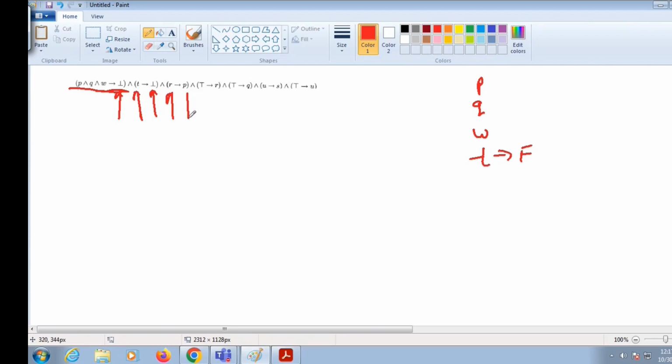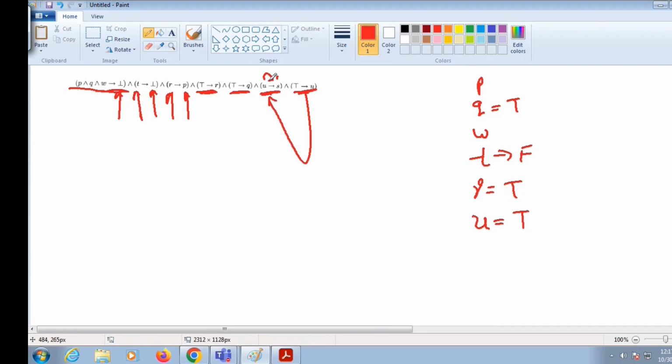R implies P. T implies R means the value of R is equal to true. T implies Q means the value of Q is equal to true. U implies S: if U is true, then S is true. T implies U means U is equal to true. So I can apply this into U implies S.